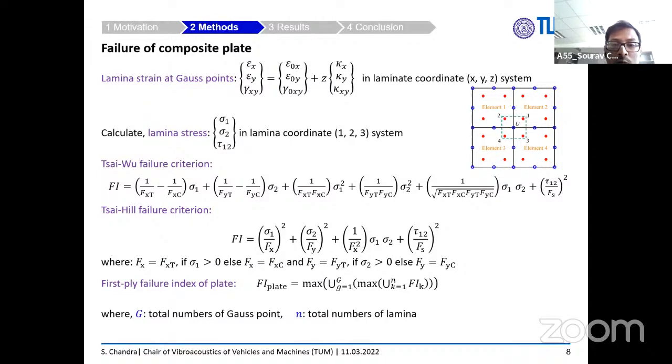And when we go for the time domain analysis, we'll assess the FI of the plate in the whole time domain. So when the FI of the whole plate is greater than 1, we'll assume that the plate has failed, and we'll do this at each time step.